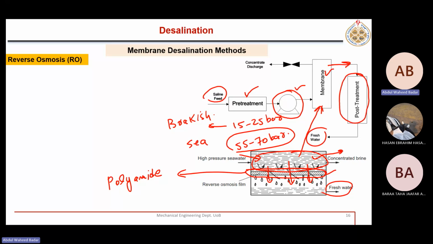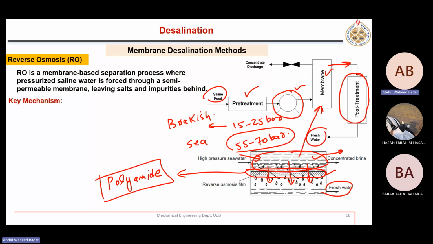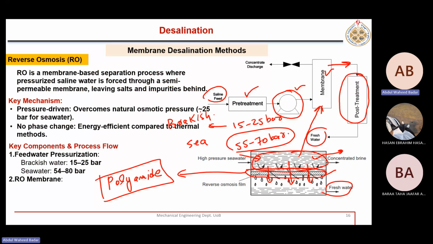Okay, so that is just a very brief intro about the reverse osmosis system. This is the material of that membrane. The rest you can simply go through by yourself.